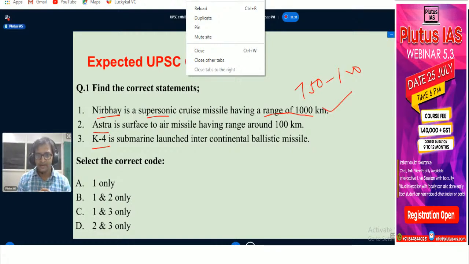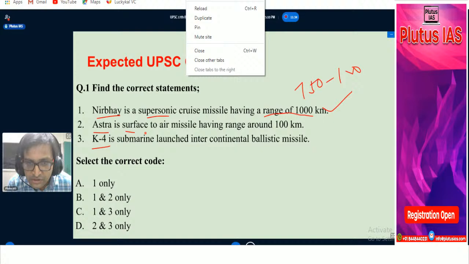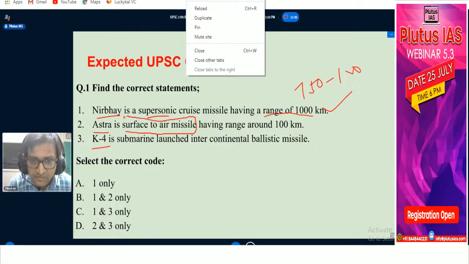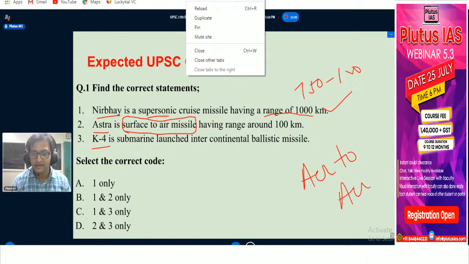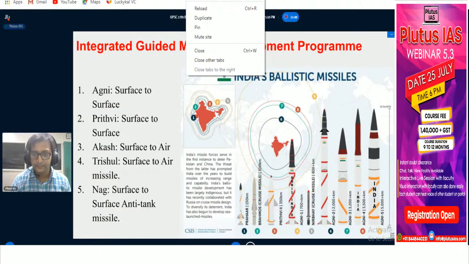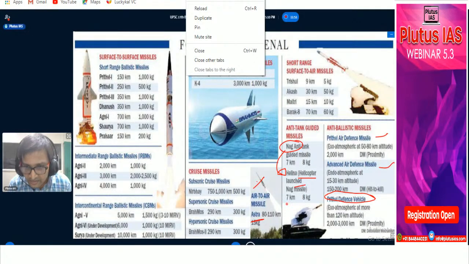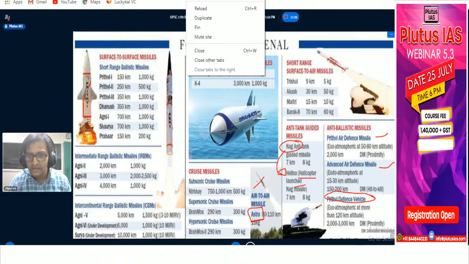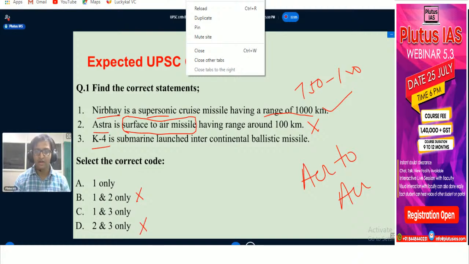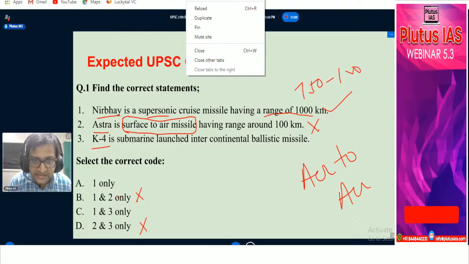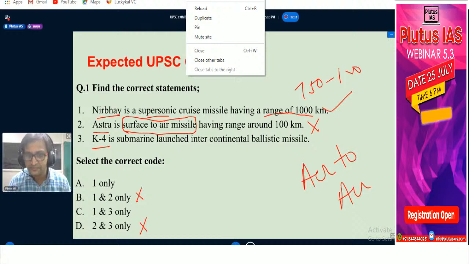Supersonic cruise missile. I have written here Astra is surface to air missile. Is it surface to air missile? No. It is air to air missile. Now see this. Here it is written air to air missile only. Astra is there. So Astra is only air to air missile. So second one will be wrong. So this and this answer is wrong. Now what about A and C? Now what is the answer? Now give the answer.